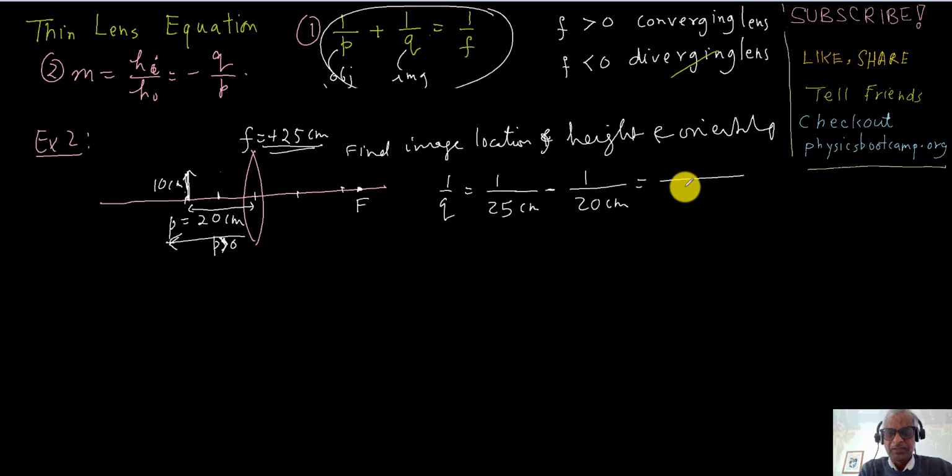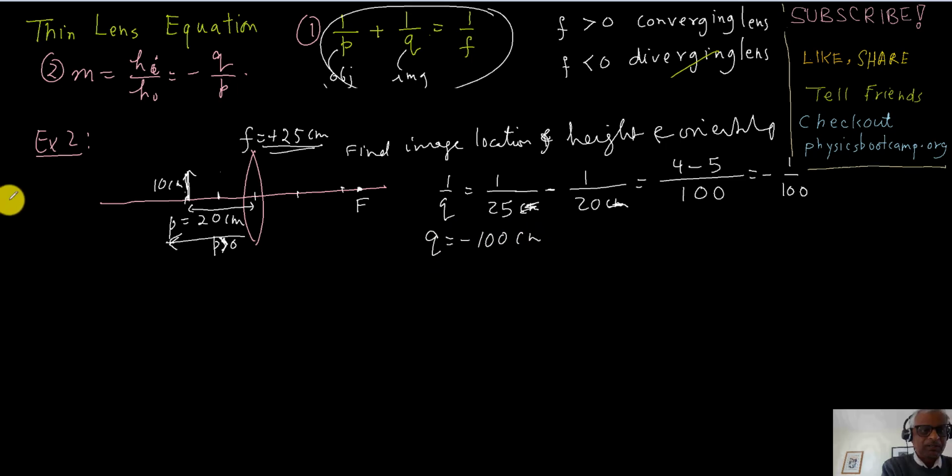And you can see if I do 100 here, and just drop writing centimeters everywhere. Okay, so 4 minus 5 is minus 1 over 100. So q is equal to minus 100 centimeters. So q is going to be way out here. So this will be the q, and this q will be less than 0 because it's on the left side. Okay, on the same side as the real object.